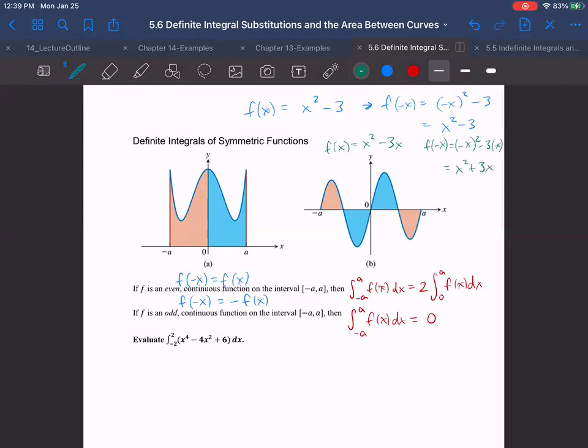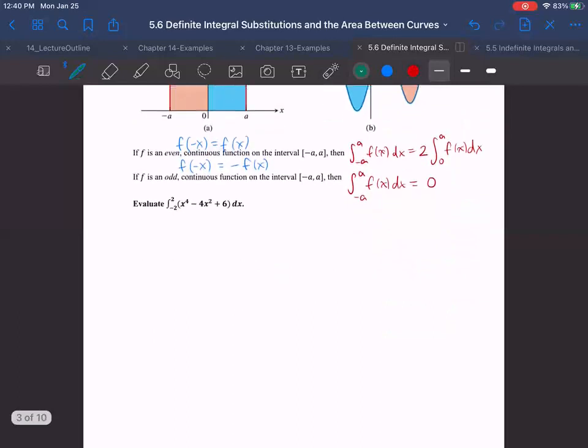What is that? Even or odd? Neither. Right? It's neither. If that had been an x cubed out front, then this would have been odd because everything would have had an opposite sign. Okay? So it's even, odd, or neither. So this one you're not going to have a symmetry for, but that one in blue you would. So let's take a look at this one here.